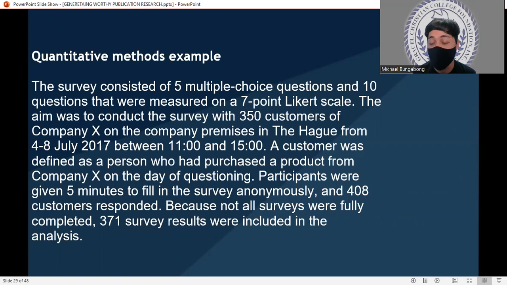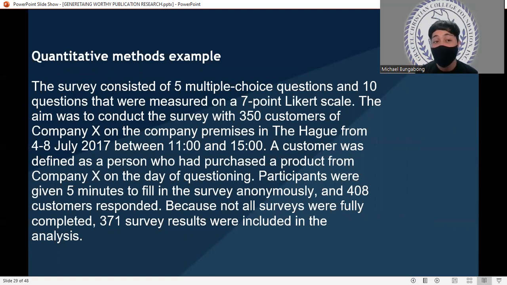consisting of 5 multiple choice questions. And in those questions, you have to measure using the Likert scale, all right? The intention of the study was to conduct the survey with 350 customers. In a quantitative study, you also put in the sample size. That's the reason why you have to explain this way: what your target population is and what happened in that particular population.